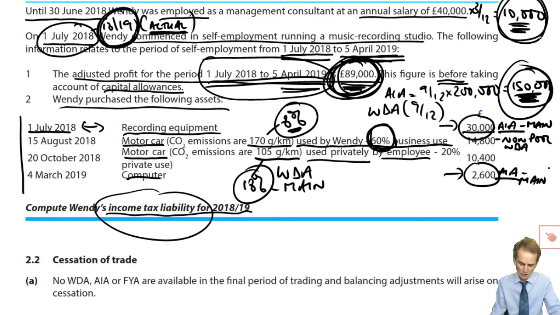So do that, please, then rejoin us, and we'll quickly just look through the answer together and make sure that we're happy with each component thereof. But have a little pause now.